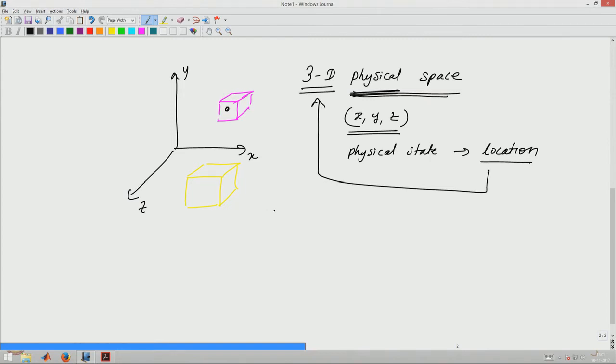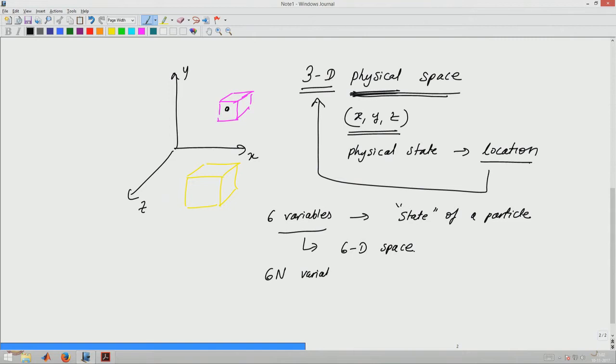But if we have 6 variables to specify the state of a particle, we will require a 6D space, and therefore, the 6n variables which are required to describe the state of a system is called phase space.